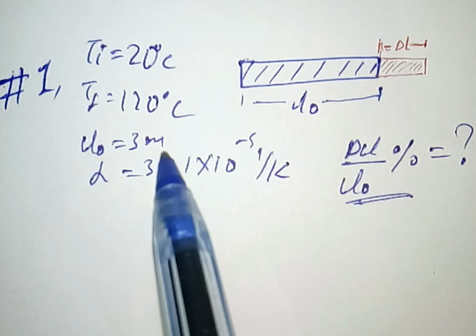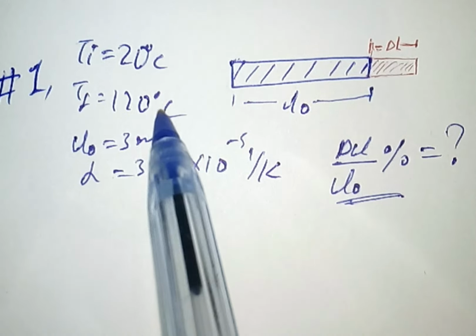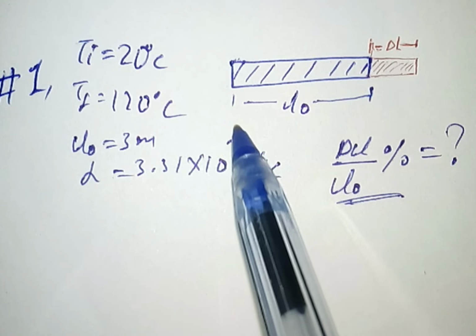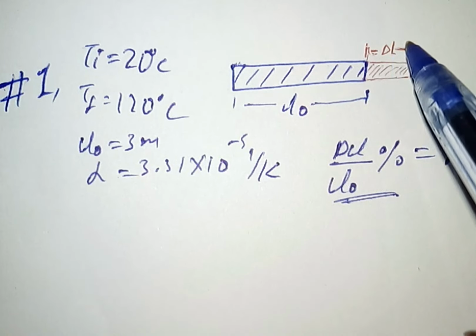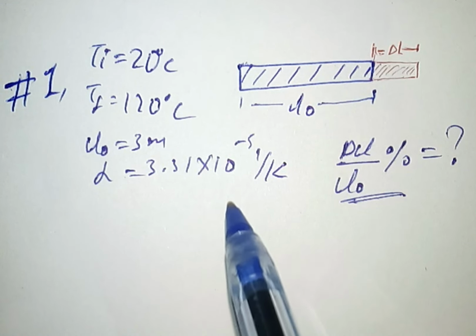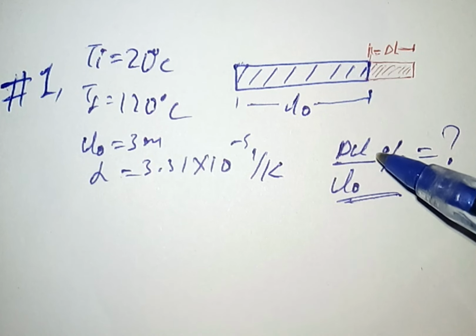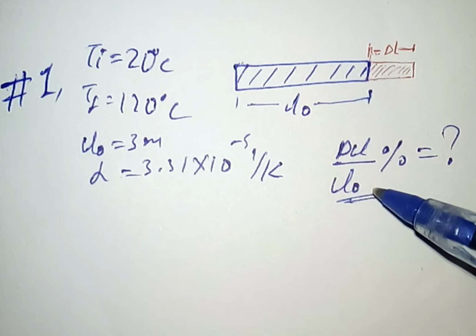A bar of length 3 meter at the temperature of 20 degrees centigrade is heated up to 100 degrees centigrade and its length is increased by delta L. So if the coefficient of linear expansion of the aluminum is 3.31 times 10 raised to minus 5 per Kelvin, then what is the ratio of change in length to the original length in percentage?